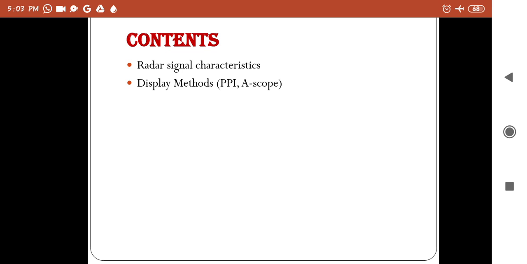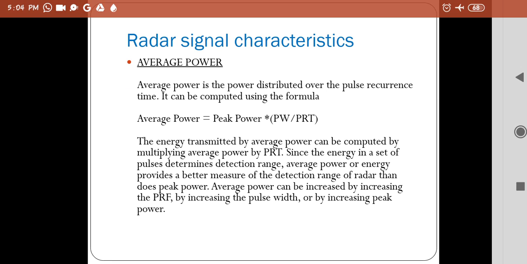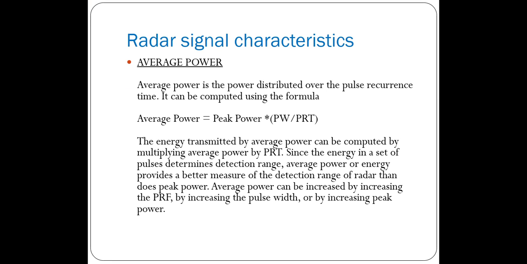Today we will cover the remaining part from chapter number 7, that is radar fundamentals, and we'll see the remaining points, that is radar signal characteristics and the display methods for the radar. So first we'll start with the radar signal characteristics.